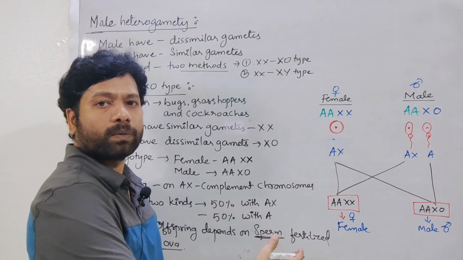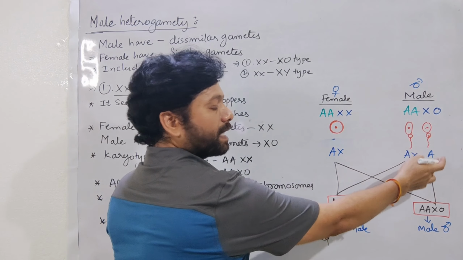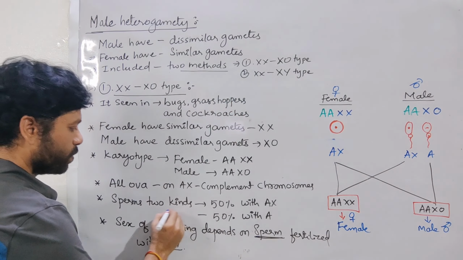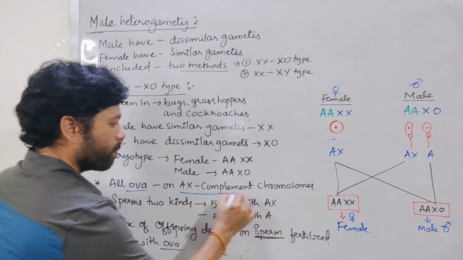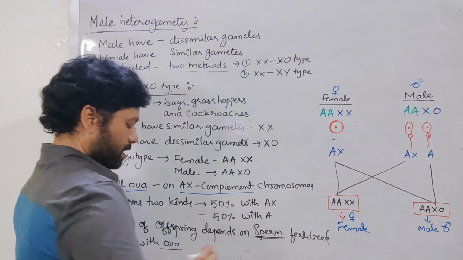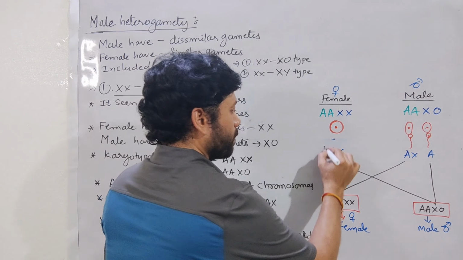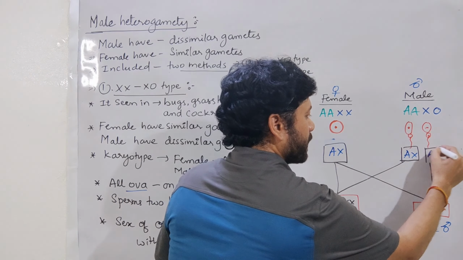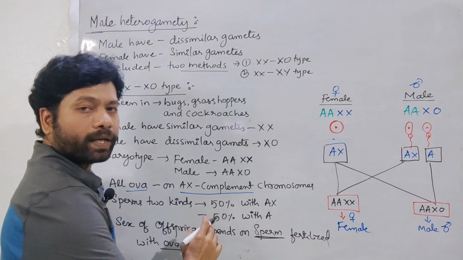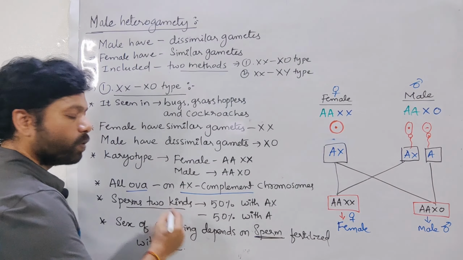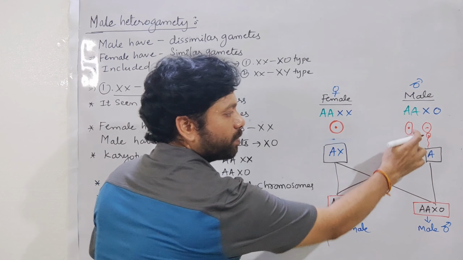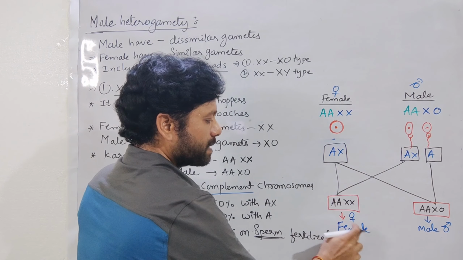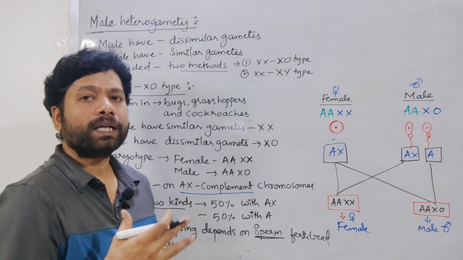So here two types of sperms are there, AX, A. So 50% is where? AX. So here the what? Two kinds, all ova are AX complement, here AX. Okay, now understood? AX complement, and without here A or AO, same meaning. Sperms contain two kinds, 50% with AX, remaining with A. Now AX means female. So it is the sex determining factor.